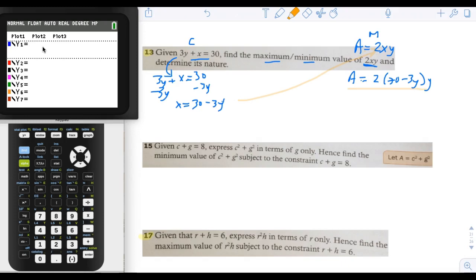Now remember, this little y here is not the same as the big Y in the calculator. The big Y in the calculator is going to be the a, and the small y on the right side are going to be x's, okay? Because on the calculator, the independent variable is always x, and the dependent variable is always y.